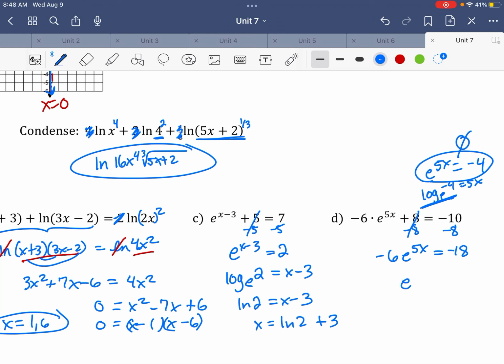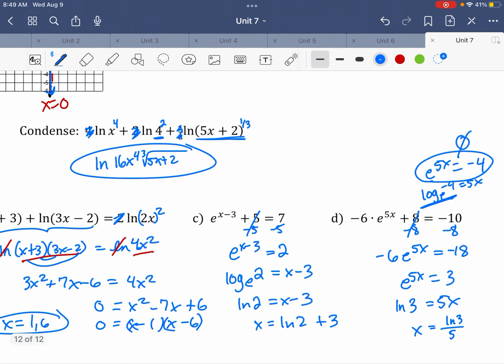But in our case, it's not, because we're going to divide by negative 6. We get e to the 5x equals 3. And then I do like I did. So I'm going to write log base e, which is ln. So ln of 3 equals 5x. So all I have to do is divide by 5. So my answer would be ln of 3 over 5.